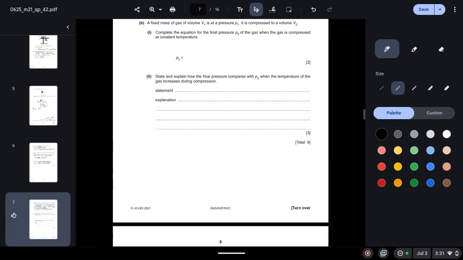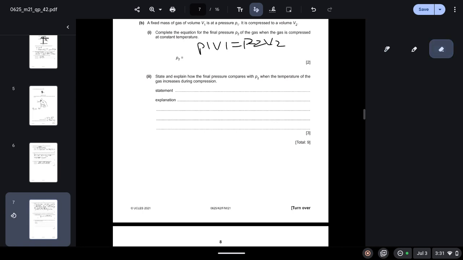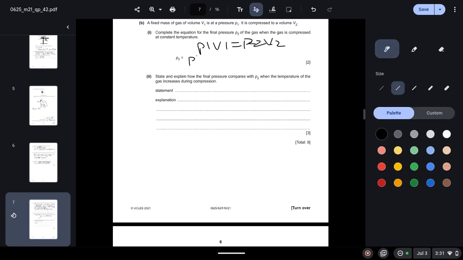A fixed mass of gas of volume V1 is at a pressure P1. It is compressed to a volume V2. Complete the equation for the final pressure P2 of the gas when the gas is compressed at constant temperature. So we have this formula P1 V1 equals P2 V2. So here you just have to make P2 the subject. So it would be P1 V1 over V2.